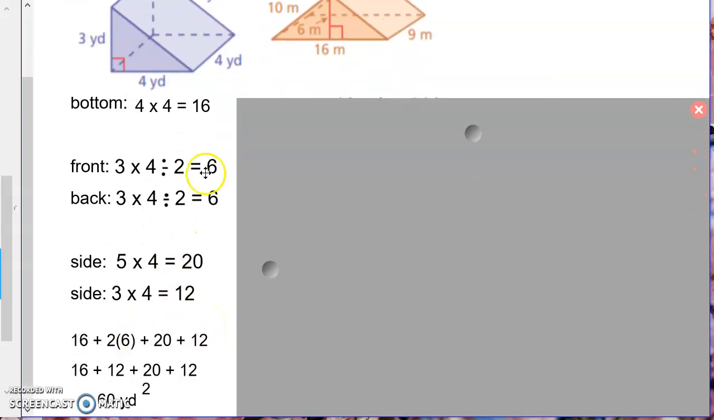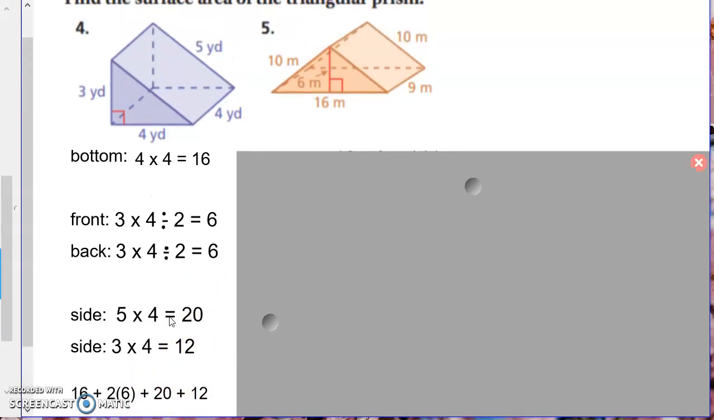Then I add those numbers together. 16 plus 2 times 6 plus 20 plus 12 gives me 60 yards squared. Check your answer, see if you got the same thing.